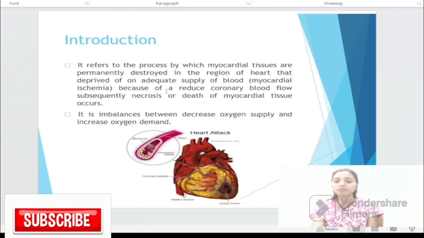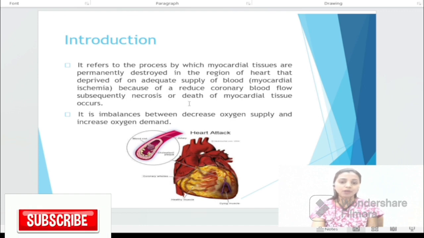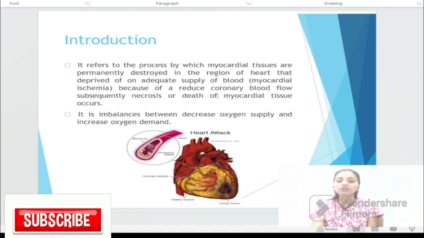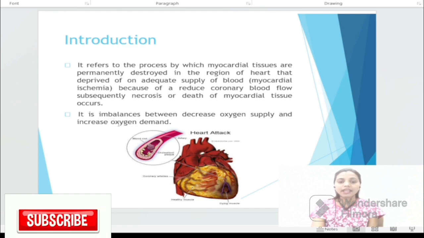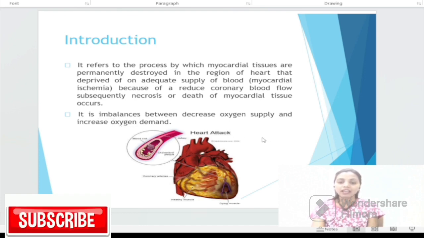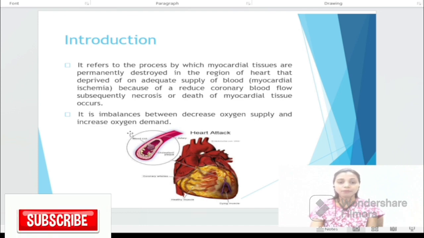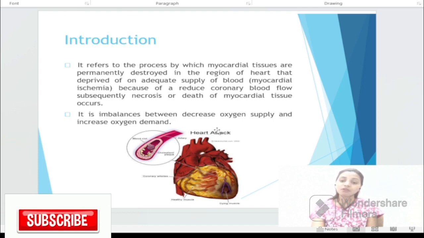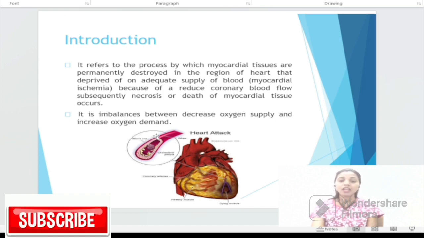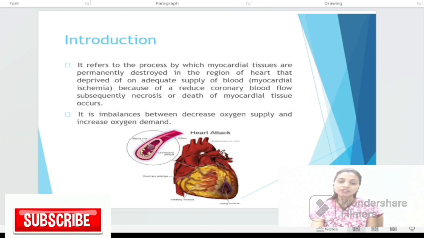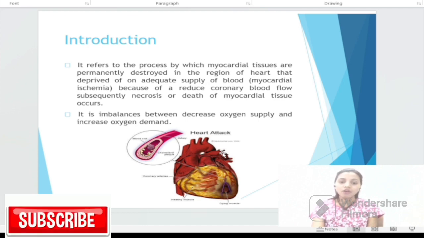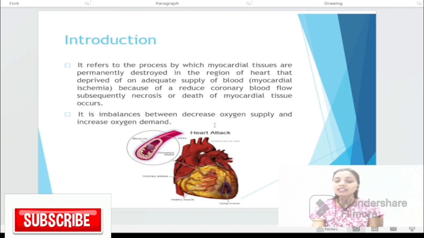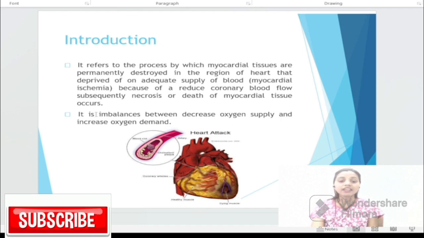The heart receives blood for its proper functioning through the coronary arteries. So the coronary arteries play the main role in supplying blood to the heart. It is also an imbalance between decreased O2 supply and increased oxygen demand. Myocardial infarction is a disease which is an imbalance between decreased O2 supply and increased oxygen demand. This disease is caused when the patient has decreased oxygen supply and the heart needs more oxygen.